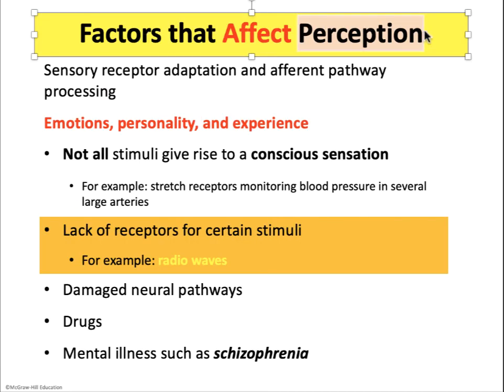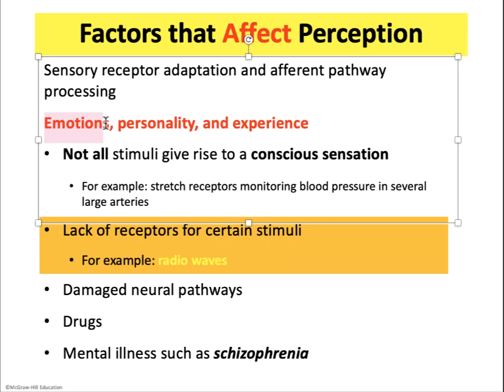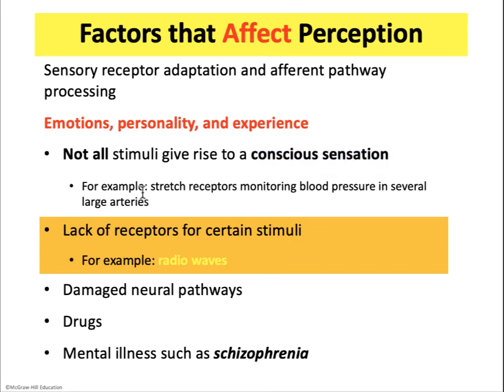Factors that can affect perception are listed in this slide. The most important appear to be our emotions, our personalities, and our past experiences. There's also much sensory information that is not sent to the conscious part of our brain. For instance, we're not aware of our blood pressure on a continuous basis. In addition, we have lack of receptors for certain stimuli. We may have damaged neural pathways. We may be taking drugs which interfere with the processing of information, or have other types of pathophysiology either caused by genetic or non-genetic factors.